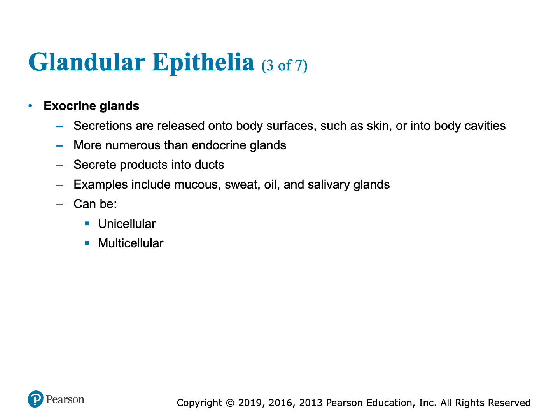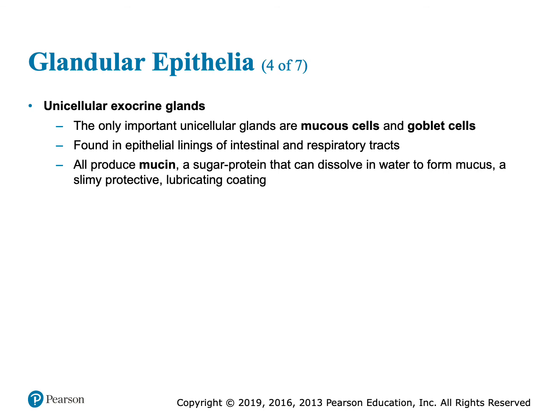And I didn't say that exocrine glands are more numerous. We have a set number of endocrine glands, but you probably have more sweat glands on your forearm than 100 times the number of endocrine glands that you have. Examples: mucus, sweat, oil, saliva. And then we've already talked about the goblet cell that makes mucin or mucus.